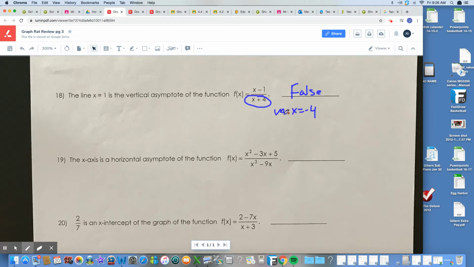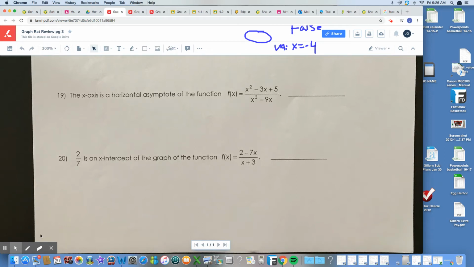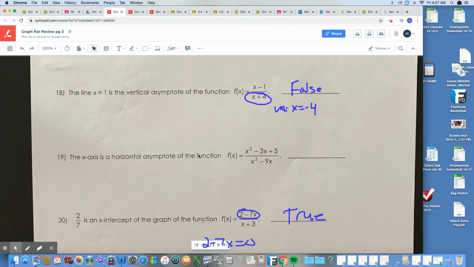Then the last one, 20: 2/7 is an x-intercept of the graph of the function 2 minus 7x over x plus 3. Well, to find the x-intercept, you set the top equal to 0. So 2 minus 7x, set that equal to 0. I get 2 equals 7x, divide by 7, and I get 2/7, and that is a true answer.